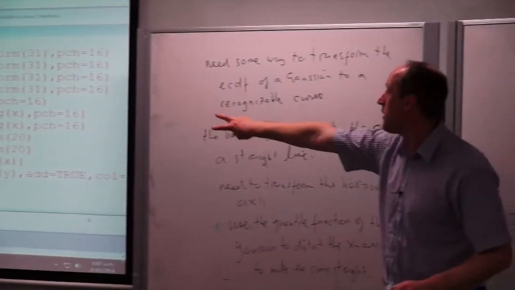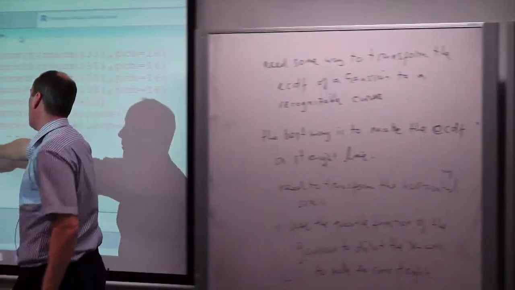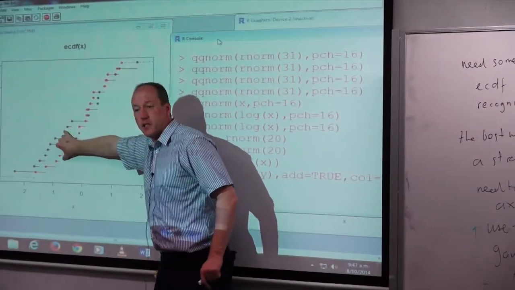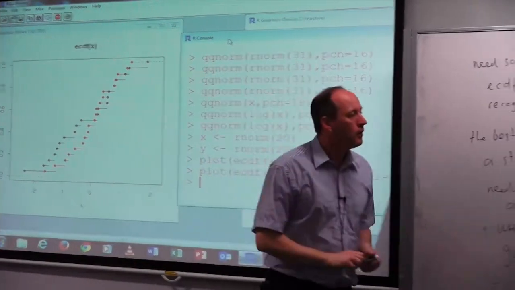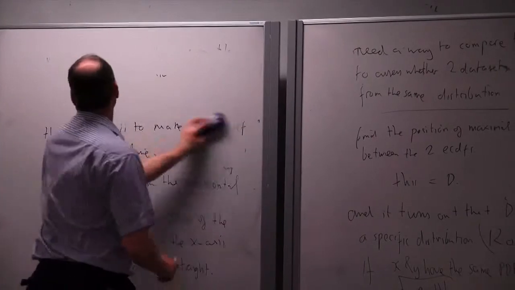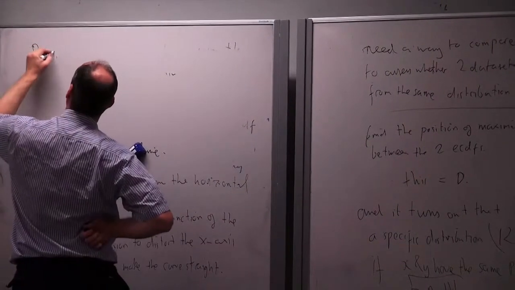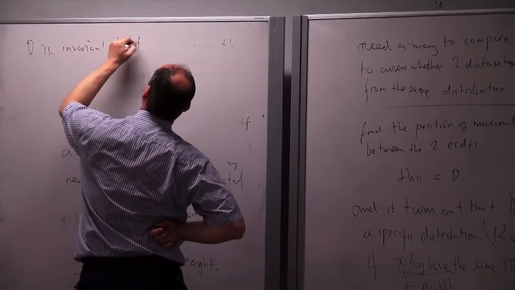Wherever it is, its position might move about. If I square this axis here, or take a logarithm, or mess around with it, the position of this maximal deviation will move about, but the value of it won't. So D is what you say invariant. D is invariant to transformations.